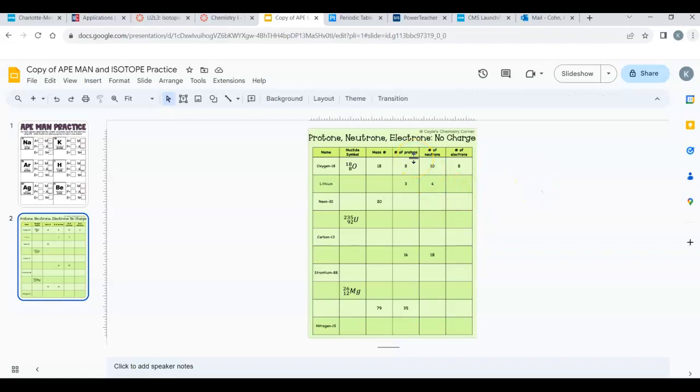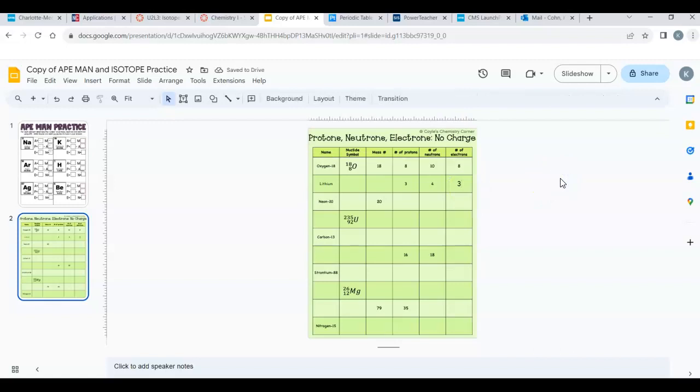So we have the number of protons. We have the number of neutrons. We need the number of electrons. And remember, APE MAN. A is equal to P is equal to E. So our atomic number is 3. Our protons are 3. And our electrons will also be 3.